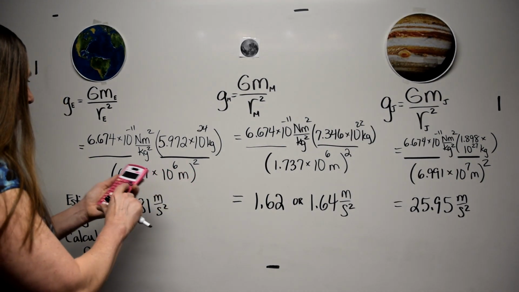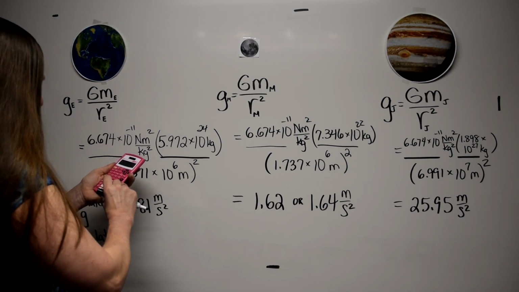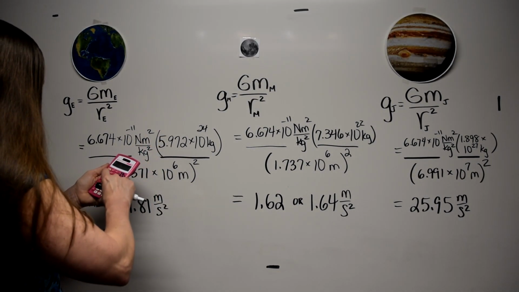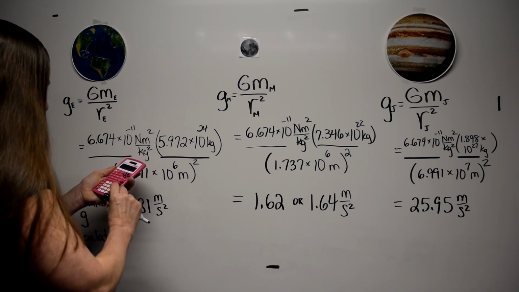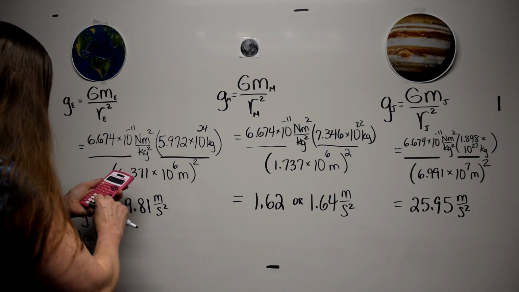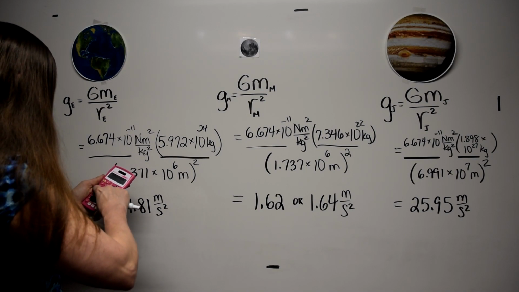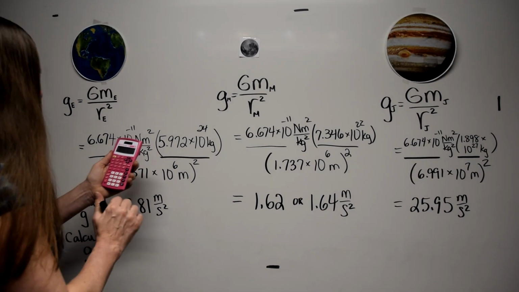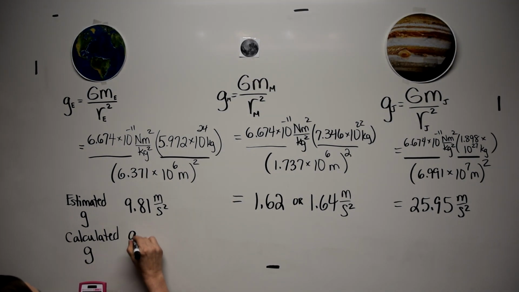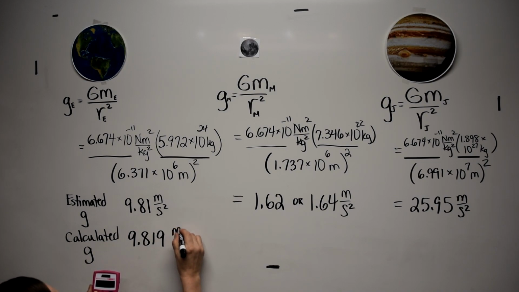So here we go. 6.674, exponent negative 11, times 5.972, exponent 24. I'm going to hit equals. That's the top. Now I'm going to hit divided by. I'm going to open the parentheses, 6.371, exponent 6. Raise that to the second power. Close the parentheses. And I'm getting 9.819 meters per second squared.